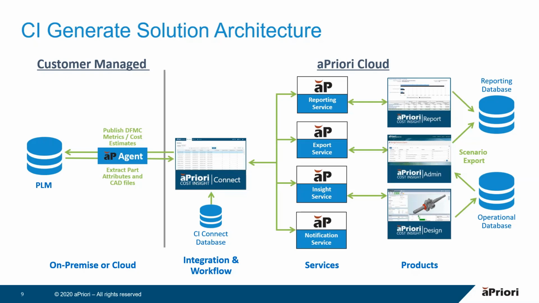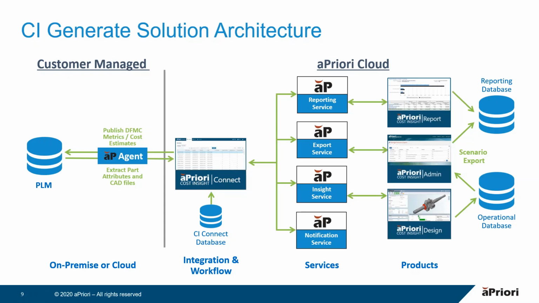The agent is a small piece of code that's installed in the same environment as your PLM server, and it runs as a service, allowing CI Connect to both leverage data within your PLM system and author important data back to the PLM. As we move to the right of the agent, you can see Cost Insight Connect.